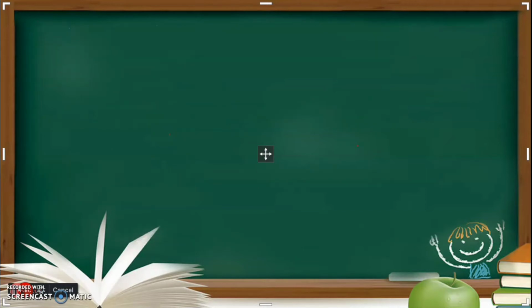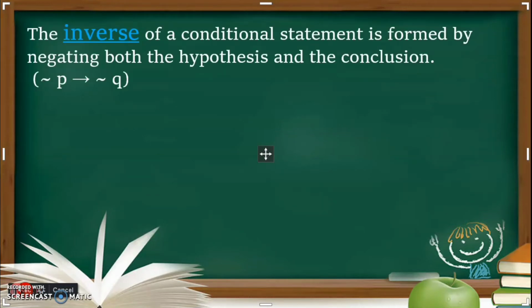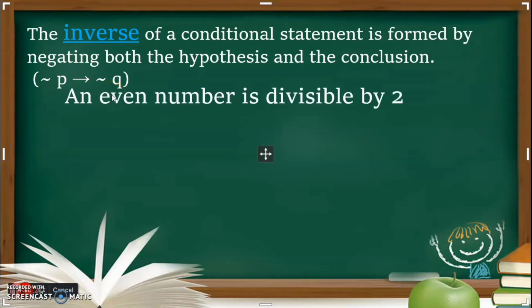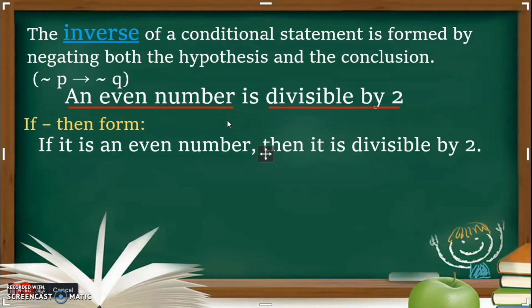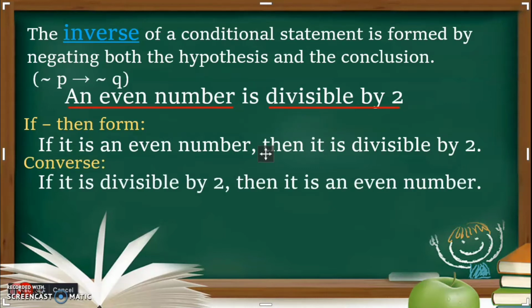So, next, the inverse of conditional statement is formed by negating or negative siya ng both hypothesis and the conclusion. Ito. So, we will have an example. An even number is divisible by 2. Ito yung hypothesis, ito yung conclusion. If-then form, if it is an even number, then it is divisible by 2. Ang converse niya, if it is divisible by 2, then it is an even number.